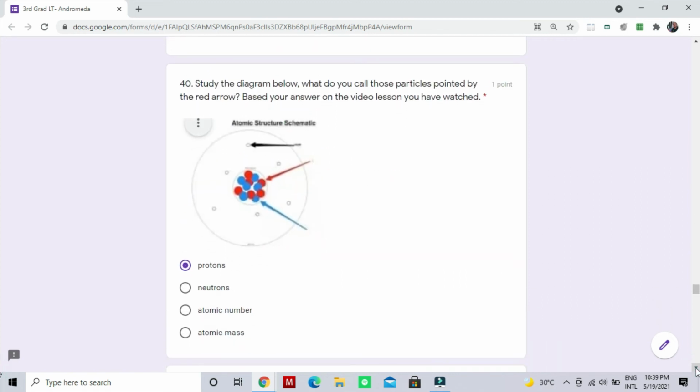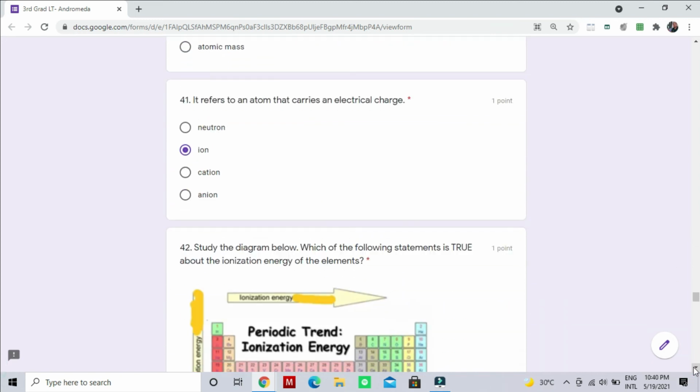Question number 40. Study the diagram below. What do you call those particles pointed by the red arrow? Base your answer on the video lesson you have watched. The correct answer is protons. Question number 41. It refers to an atom that carries an electrical charge. The correct answer is ion.